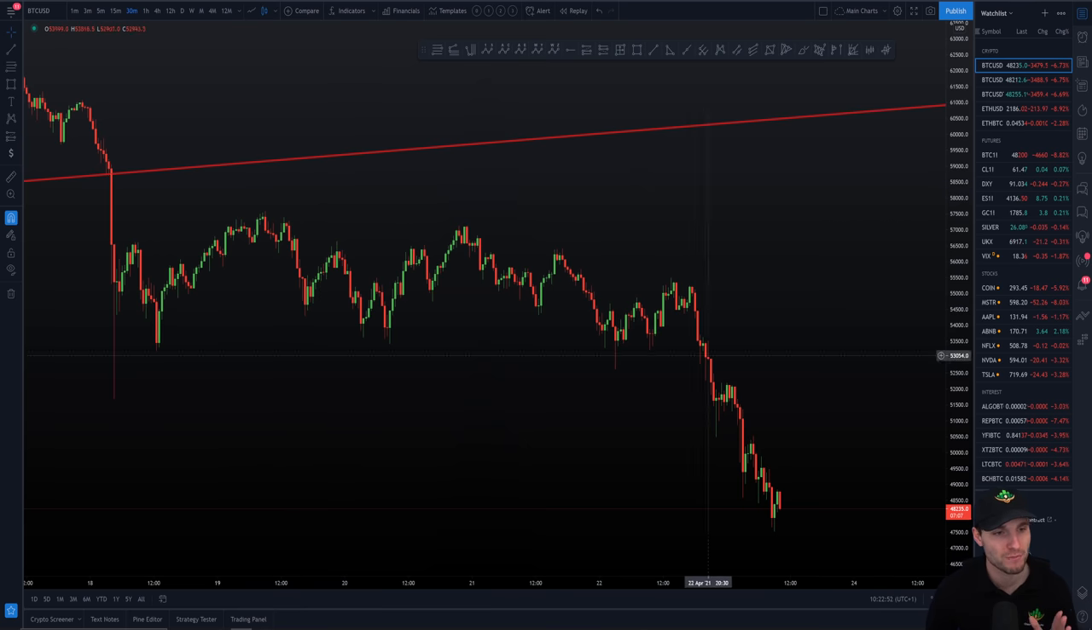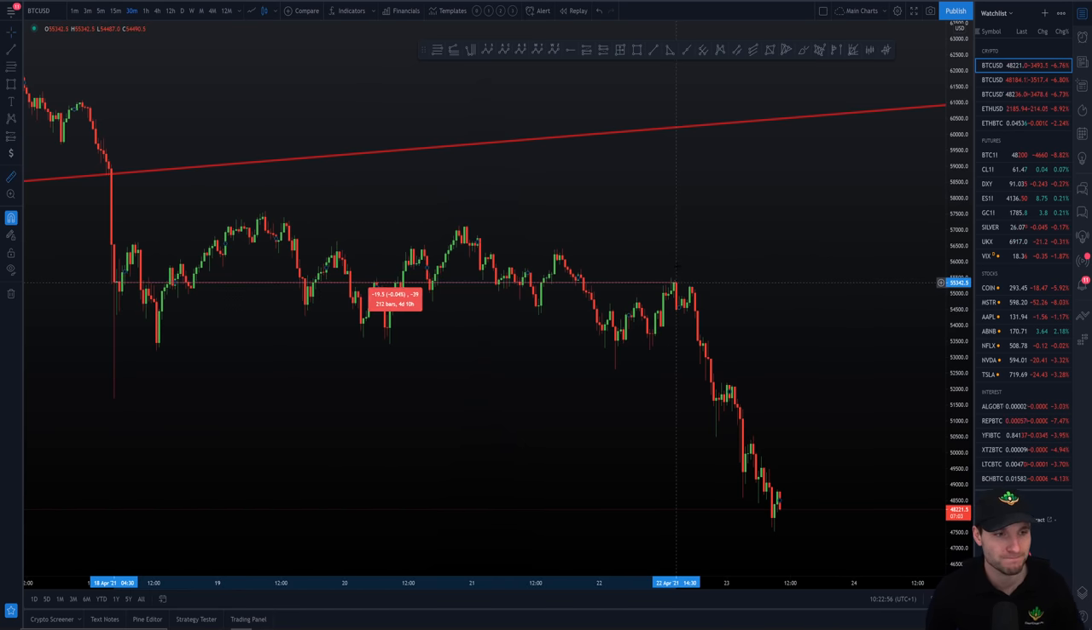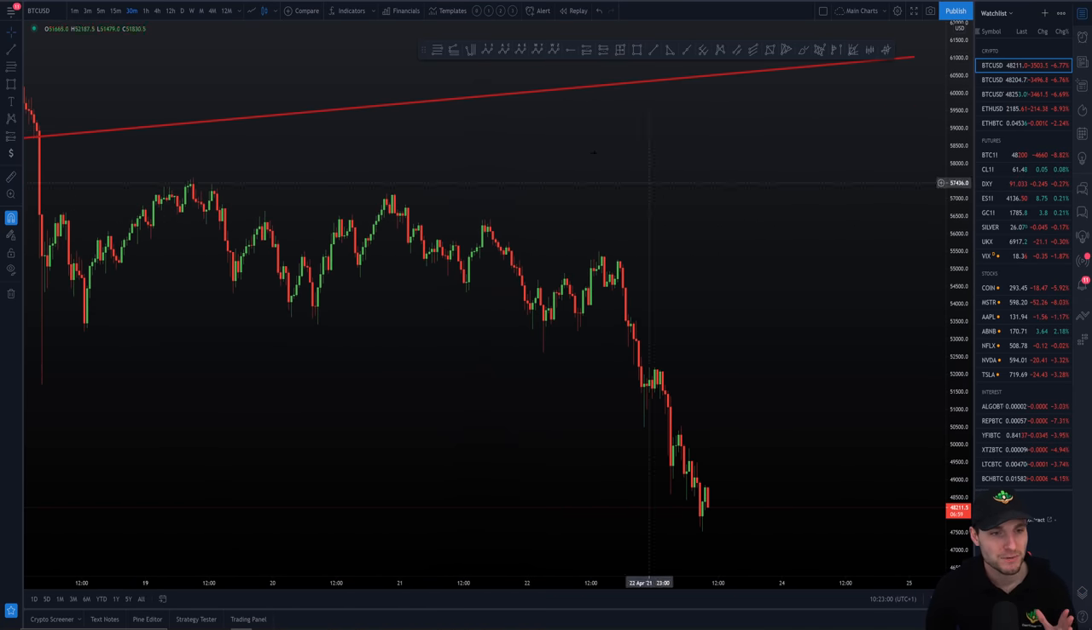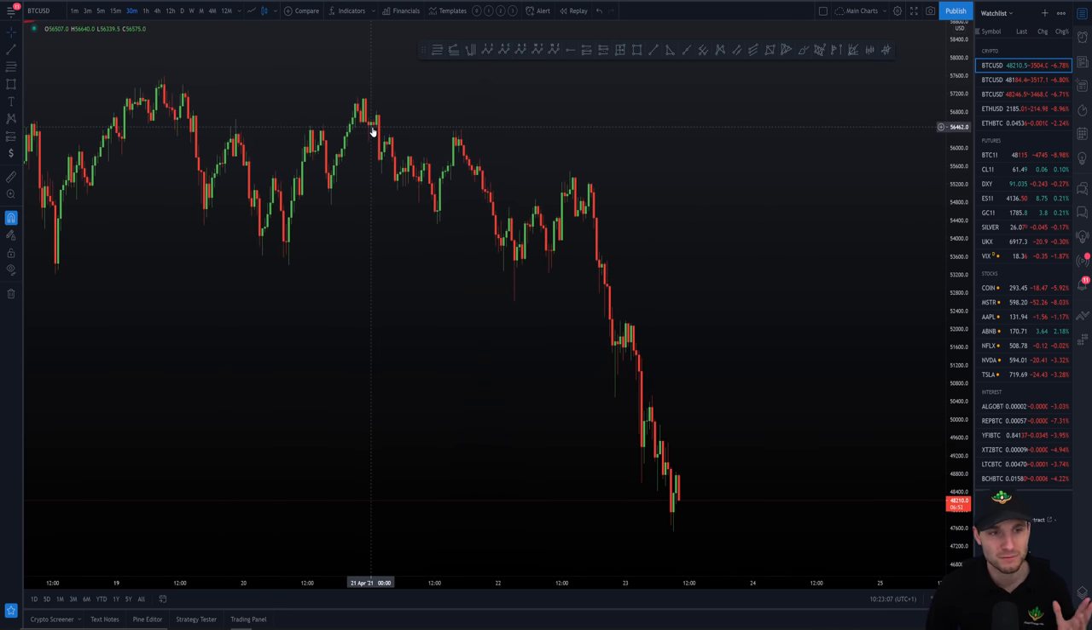Even in this range, you have to remember, inside of this range, which lasted a total of just over 4 days, I must have taken about 50 trades. Okay, 50 trades long and short. Obviously, I'm taking a lot of longs in here, and I'm taking a lot of shorts in here. I'm happy to trade both sides of the market.